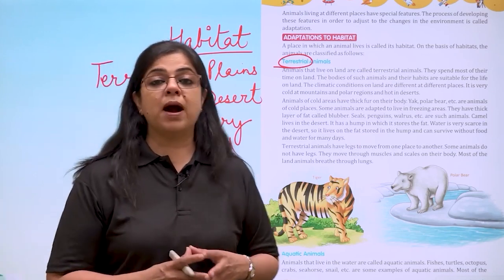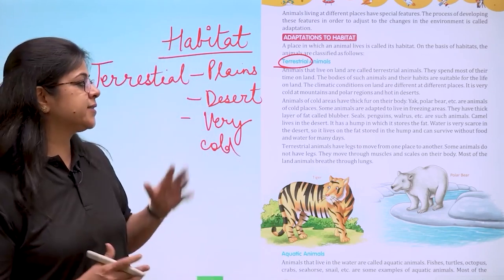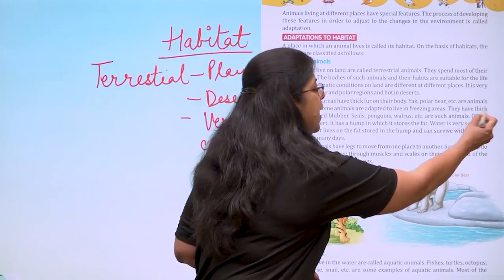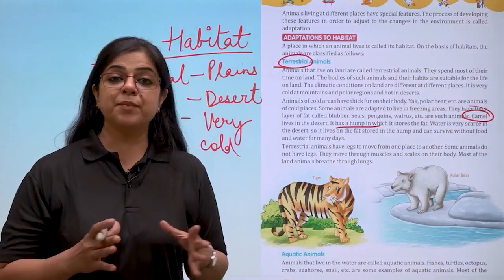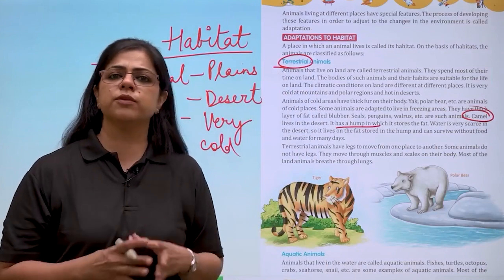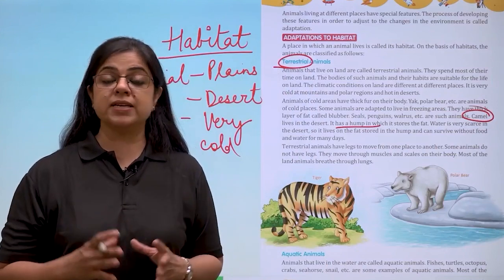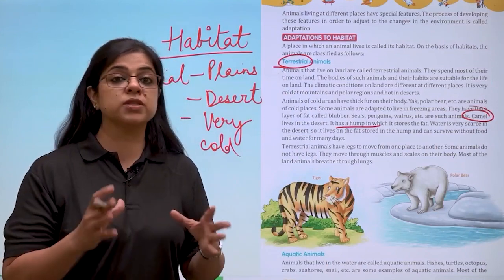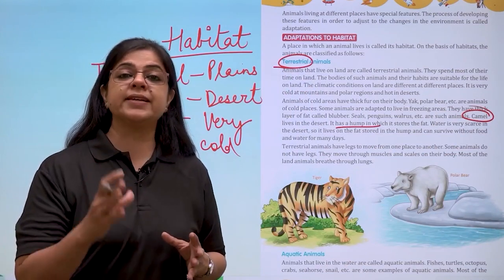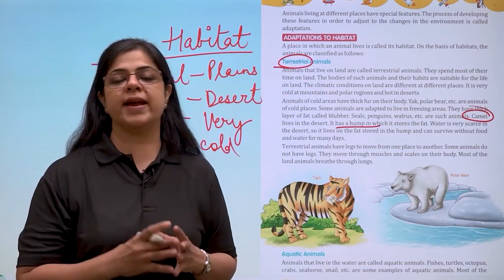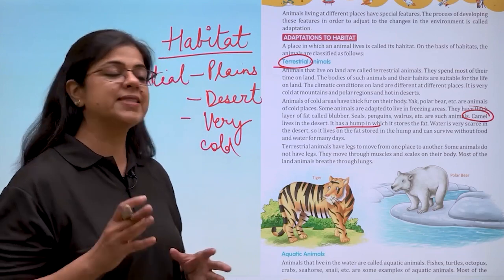Now talking about the desert. So the desert is characterized by a camel that can survive without food and water for many days. A camel has got very long eyelashes. उसका क्या benefit होता है? It does not allow the dust to enter into the camel's eye.